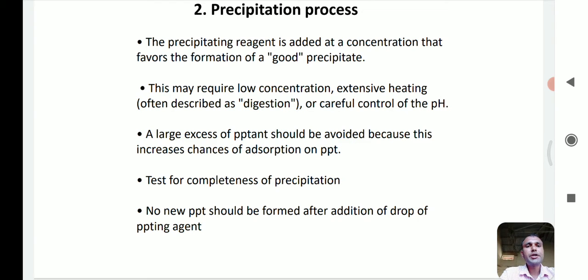And test for completeness of the precipitation. We have to check whether precipitation is complete or not. After the precipitate settles, we add 1 or 2 drops of reagent so that we can confirm. If precipitation occurs the moment we add it, then we have to continue the precipitation. Otherwise, we go to the next step. No new precipitate should be formed after addition of a drop of precipitating agent.